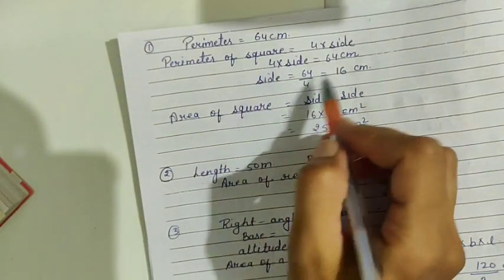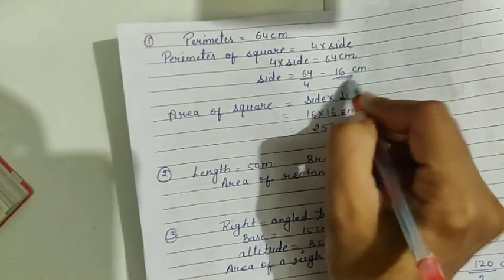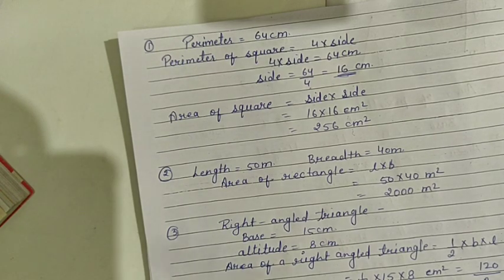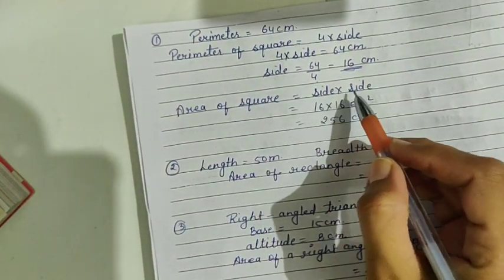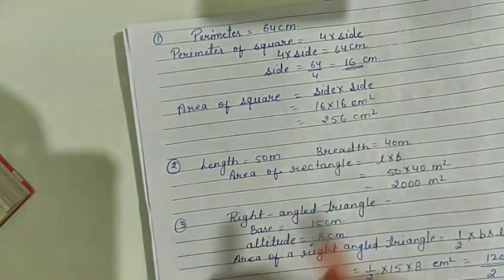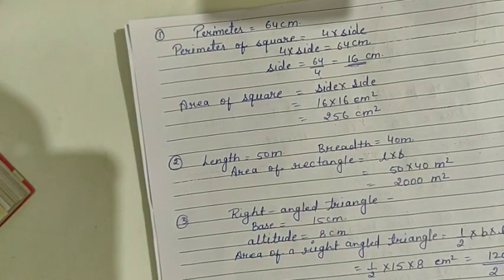So the side of this square is 16 centimeter, and area of a square is equal to side into side. So area of a square is equal to side into side, that is equal to 16 into 16 centimeter square, and that is equal to 256 centimeter square.